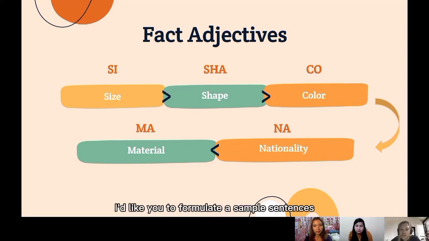Now before we move on to the last part of the adjectives, I'd like you to formulate sample sentences using the adjective order. Who would like to go first?